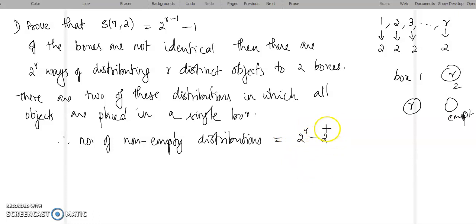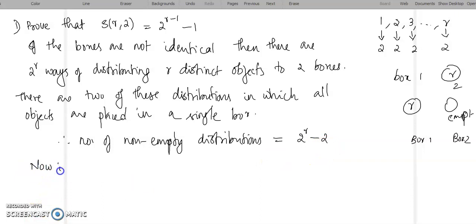So therefore, when the boxes are identical, we divide 2 raised to r minus 2 by 2. We will see a distribution in box 1 and a distribution in box 2. Even if I interchange the boxes, you are getting the same distribution when the boxes are identical. So each distribution is repeating exactly twice in this 2 raised to r minus 2. So we divide by 2, that will give the required number.